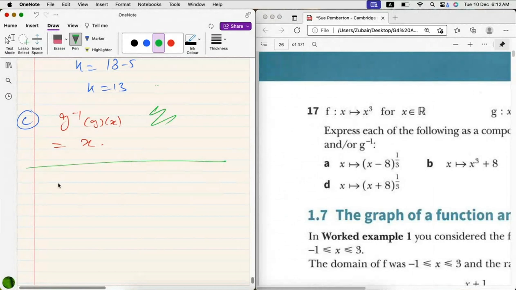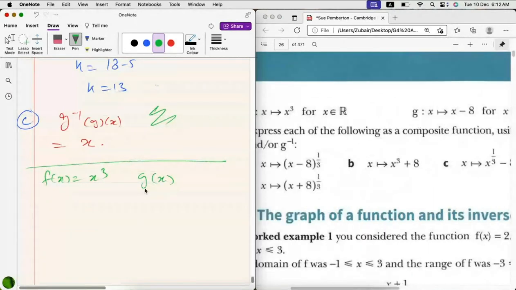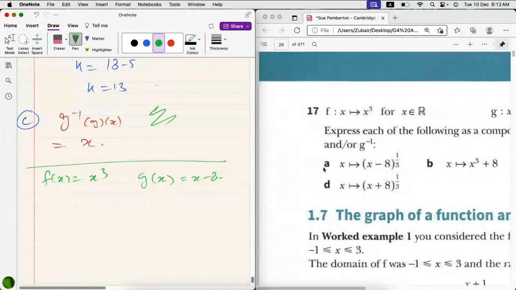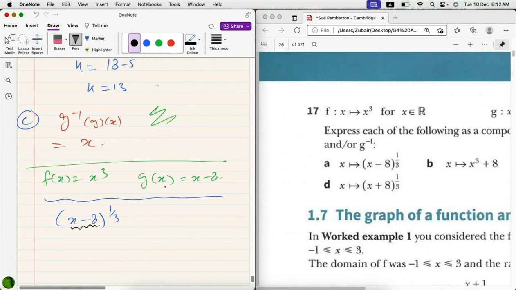Okay. So f of x is x cubed and g of x is x minus 8. And what the examiner is asking is (x minus 8) raised to the power 1 by 3. So I can see that this is g of x. But where is this coming from? So it must be the inverse of that.